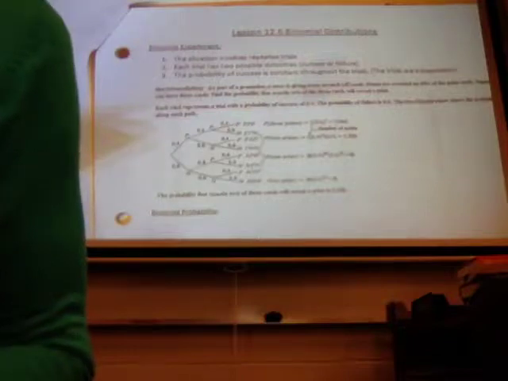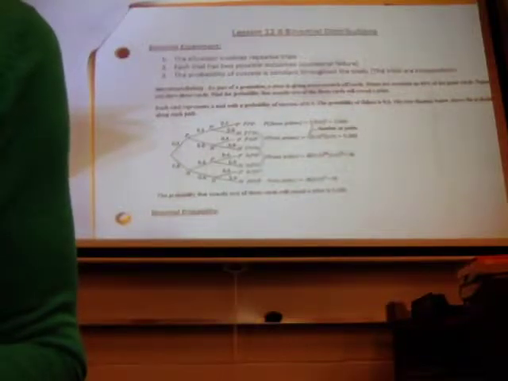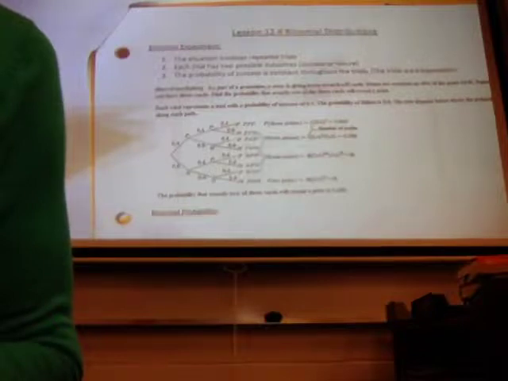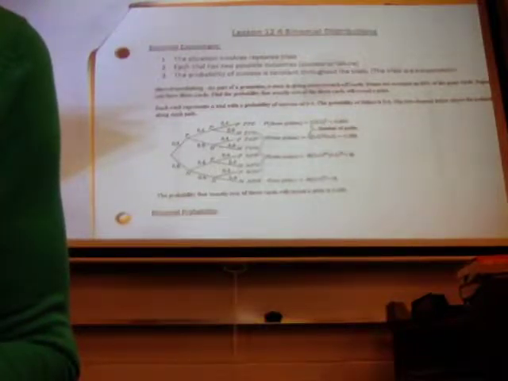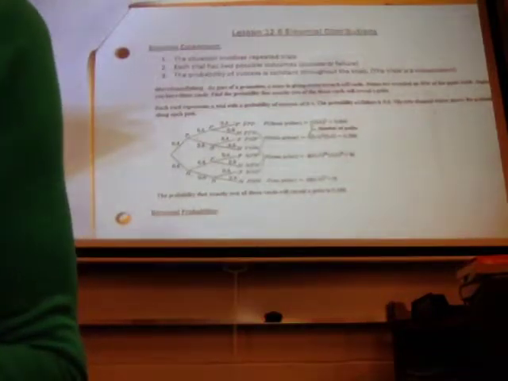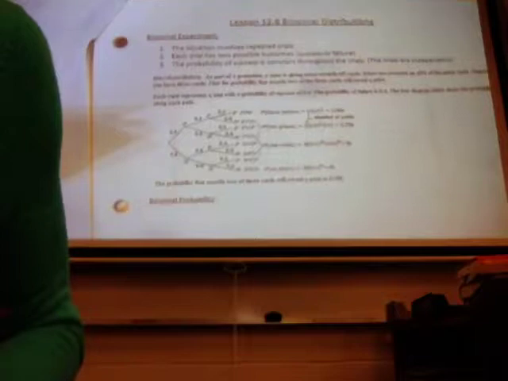As a part of a promotion, a store is giving away scratch-off cards. Prizes are awarded on 40% of the game cards. Suppose you have 3 cards. Find the probability that exactly 2 of the 3 cards will reveal a prize. Each card represents a trial with a probability of success of 0.4. The probability of failure is 0.6. The tree diagram below shows the probability along each path.